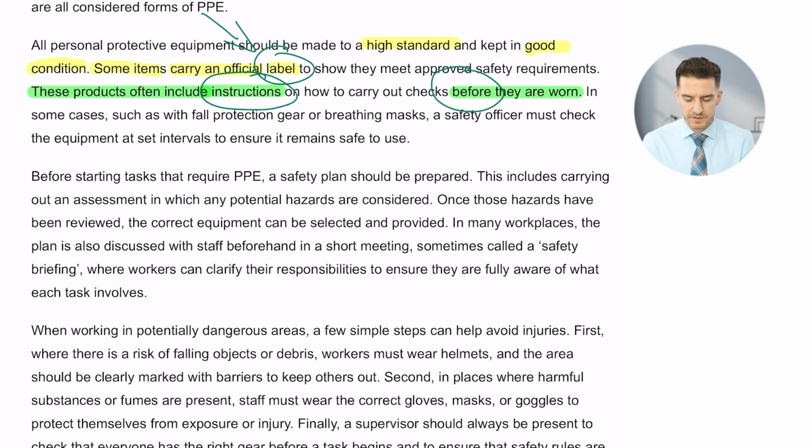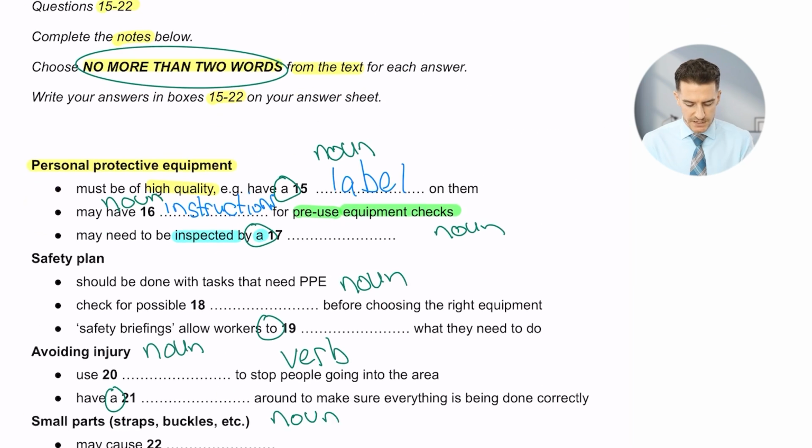So let's keep going from where we found the last answer. Some cases such as fall protection, okay. In some cases, such as with fall protection, a safety officer must check, there we go, must check the equipment to ensure it remains safe to use. So who is doing the checks? Well, it's very clear. It says a safety officer. So safety officer looks like the right answer. Again, let's quickly read ahead to see if there's anything else. Safety plan, no. So safety officer will be the answer there. Let's go down and put that in.